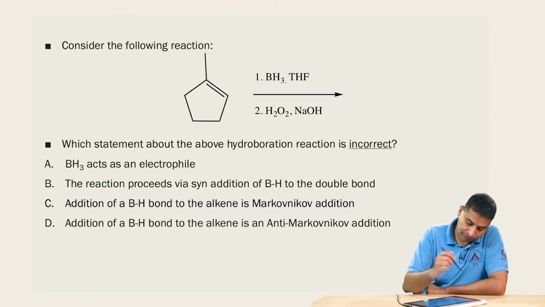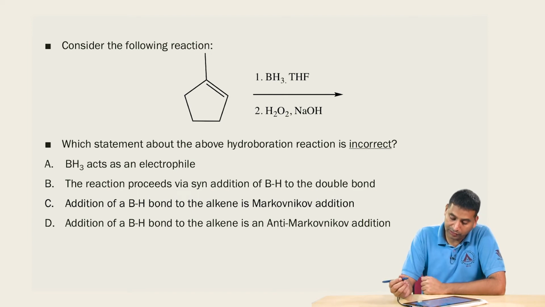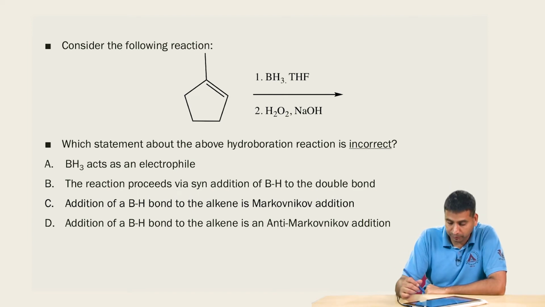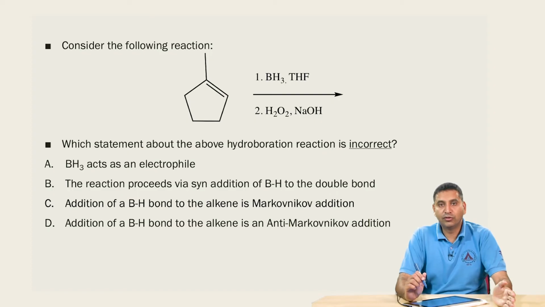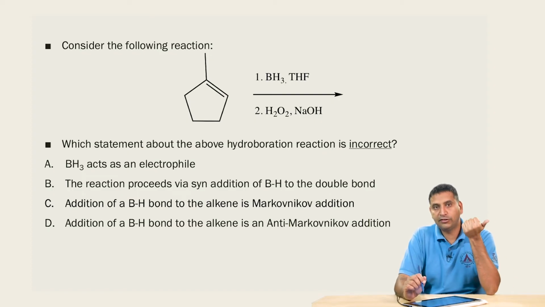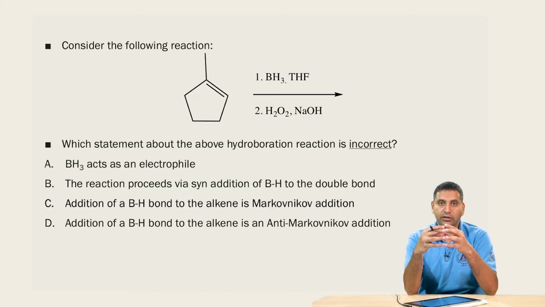Okay. The next question here is, which statement about the above hydroboration is incorrect? Okay. So, keep in mind what we are asking is which of the following statements is incorrect. Okay. So, the first choice is BH3 acts as an electrophile. So, based on our understanding, an electrophile is something that reacts with a pair of electrons or a negative charge. So, borane being electron deficient is a very good example of an electrophile. So, therefore, this statement is correct.